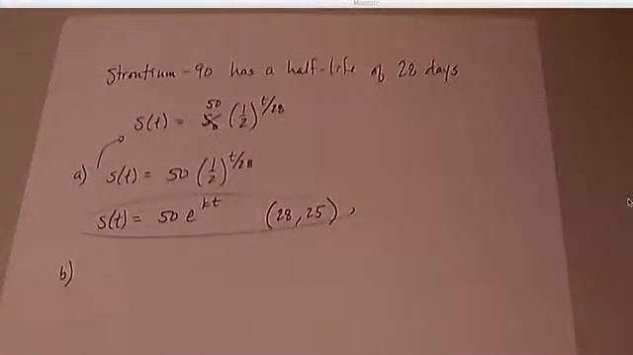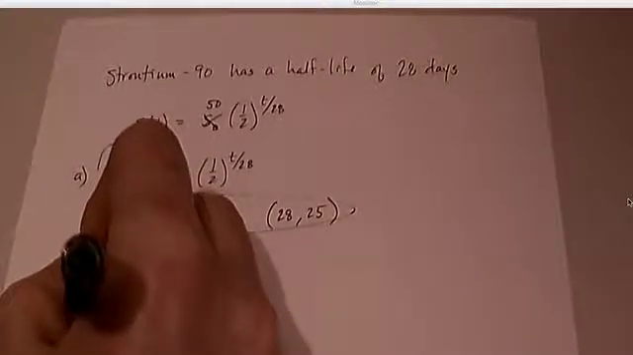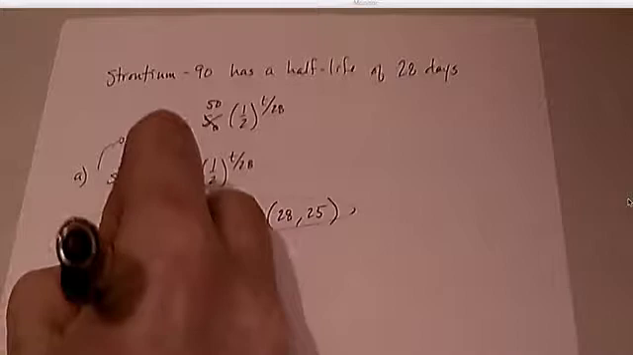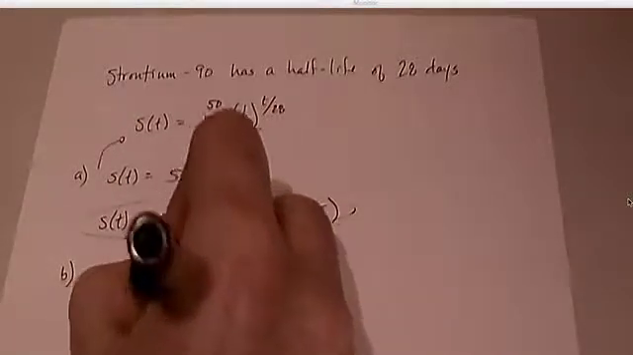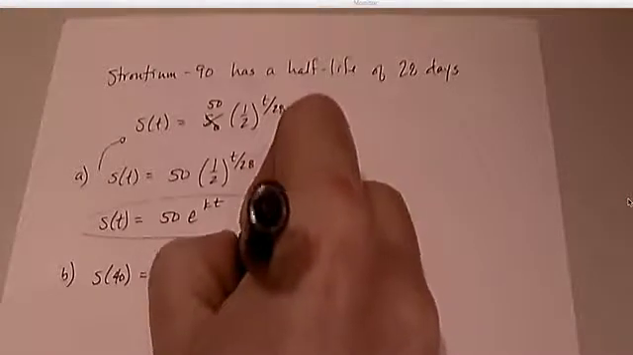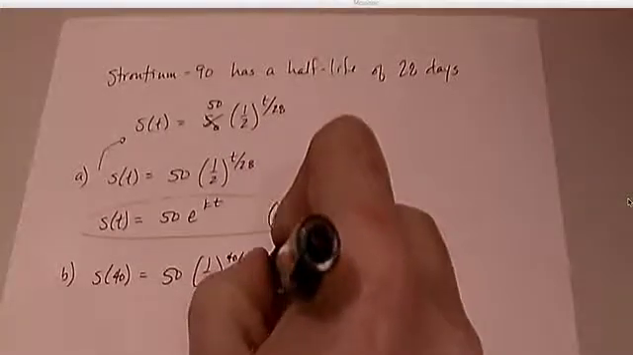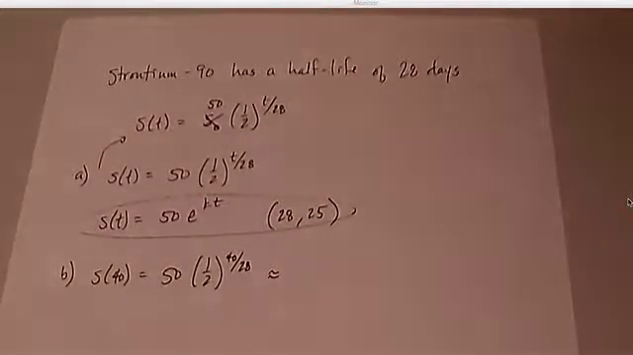Now, part B says find the mass remaining after 40 days. Well, after 40 days, you have an input-based question, meaning that you're being given an input, and you would just plug 40 in for t, and then you would get the decimal approximation. Now, part C asks how long does it take the sample to decay to a mass of 2 milligrams?